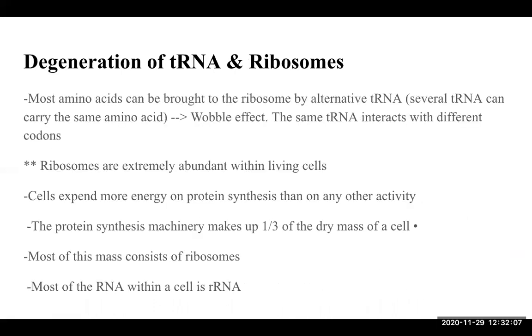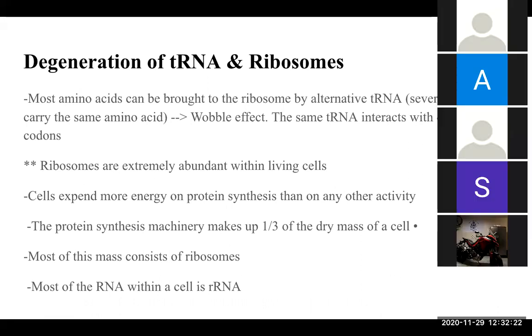And we're going to be talking about the degeneracy of tRNA and ribosomes. Most amino acids can be brought to the ribosome by alternative tRNAs. This means that several tRNAs can carry the same amino acid, and this is known as the wobble effect. So the same tRNA interacts with different kinds of codons.